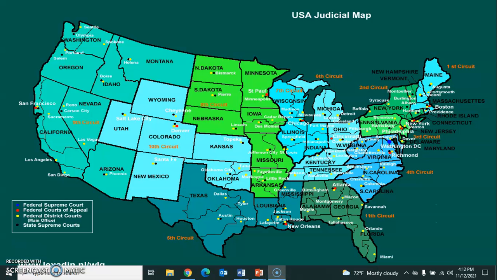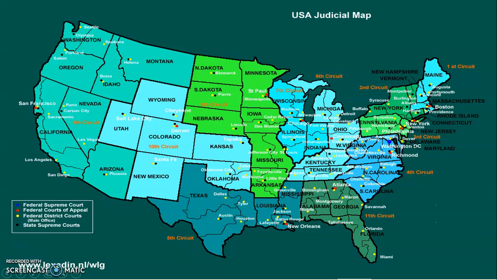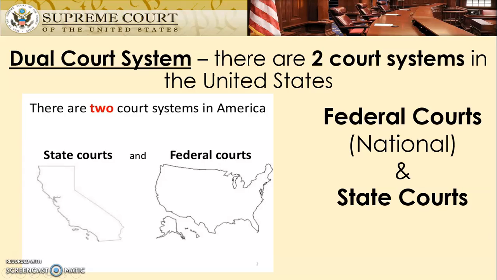From here, these are the circuit courts. The state of Florida, we are in the 11th Circuit Court with Georgia and Alabama as well. We're going to look at this a little bit more in depth later. From then, we have what is known as a dual court system in the United States. We have state courts and federal courts. Those federal courts deal with national concerns, while state courts deal with things in individual states.